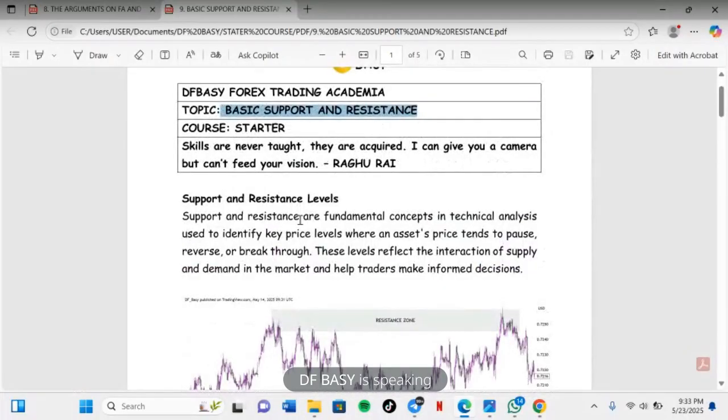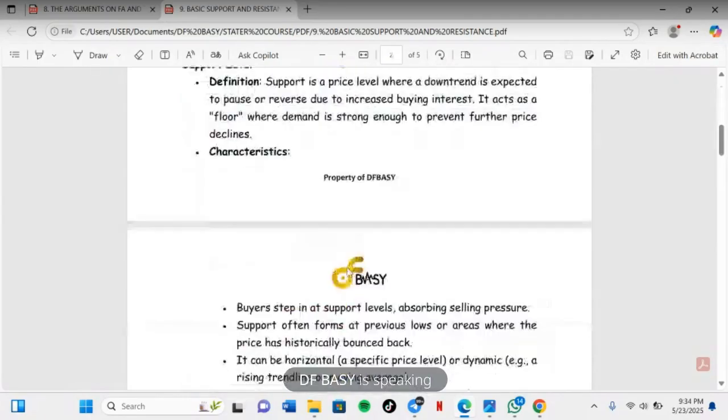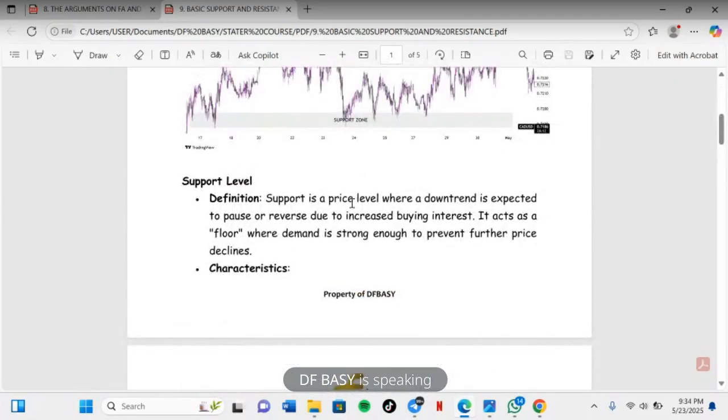Support and resistance is a fundamental concept of technical analysis used to identify key price levels where an asset's price tends to pause, reverse, or break through. These levels reflect interactions of supply and demand in the market to help traders make informed decisions, right? So support is a price level where a downtrend is expected to pause and reverse due to increased buying interest. It acts as a floor where demand is strong enough to prevent further price declines.